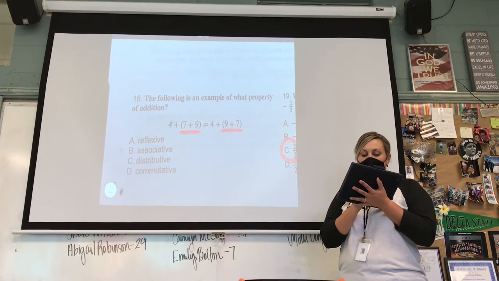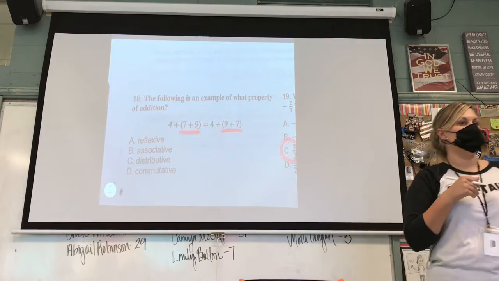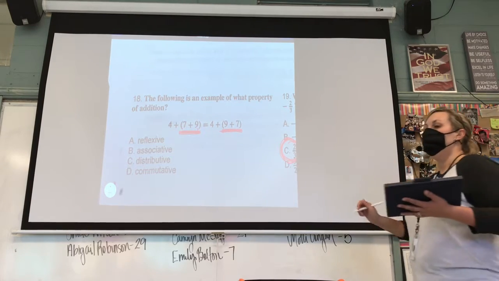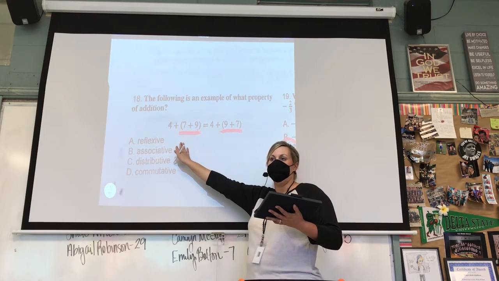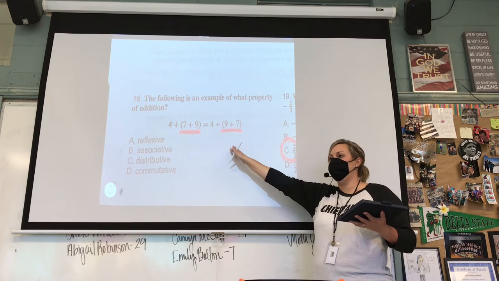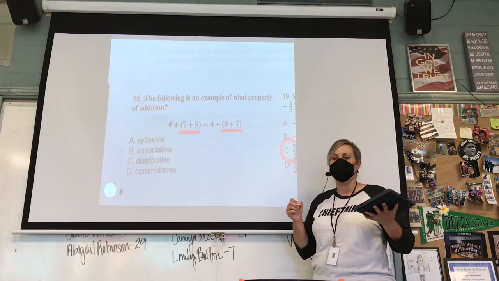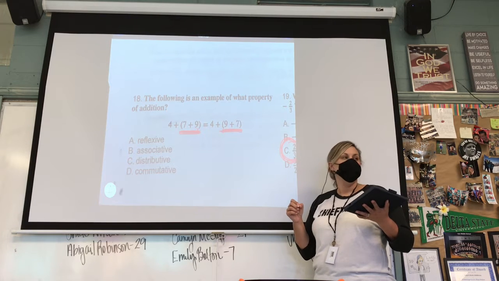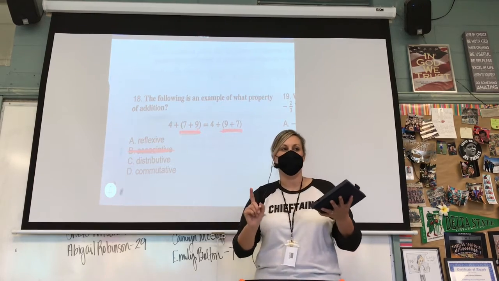Now, normally when we see parentheses, that means best friends. Look closely. Who is best friends over here? 7 and 9. 9 and 7. Who's best friends here? 9 and 7. Did anybody change best friends? No. So this is not the associative property. What's the best friend property? Commutative. Associative is not the answer because nobody changed best friends.